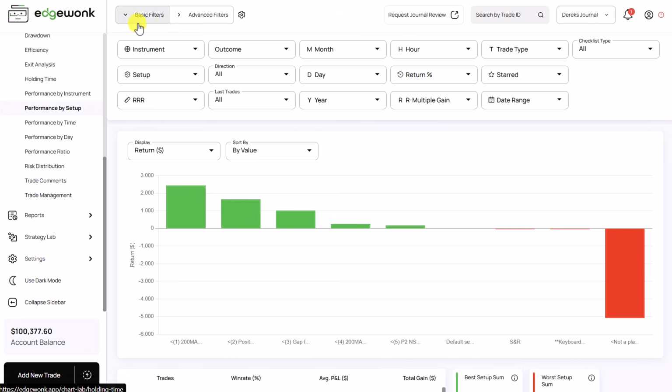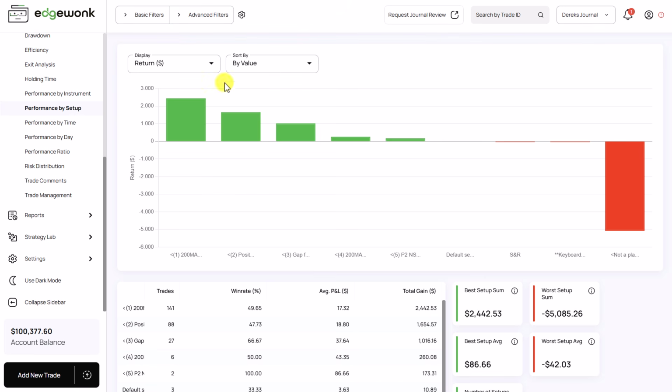We go to the setups, and here is the first major red flag. A setup called not a play. Assuming those are trades that don't fit into one of his setups, most likely those are random trades, noise, trades that don't follow the rules, or that are just impulsive trades.